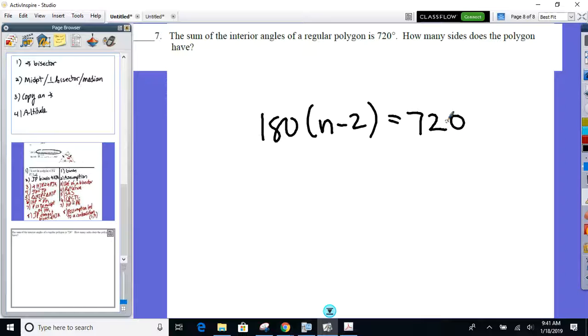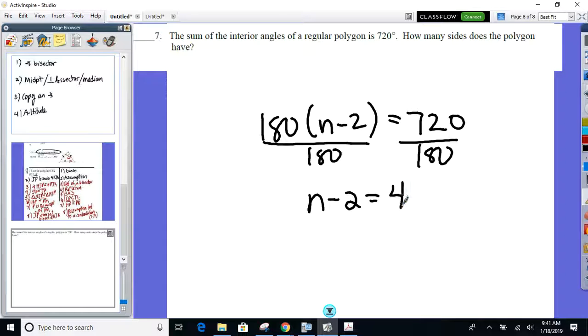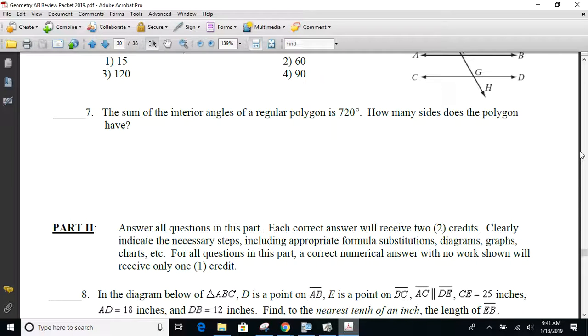How would you guys solve for n? Which number of sides? I could distribute the 180 and go from there, or you can get rid of the 180 right now. Divide both sides by 180. n minus 2 equals 4. How do I move the 2 over? Add it. So this is a 6-sided figure, also known as a hexagon. That's one of the 4 formulas you've got to know. Good there.